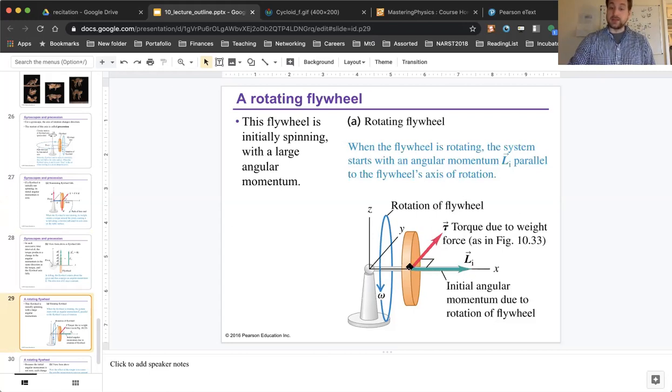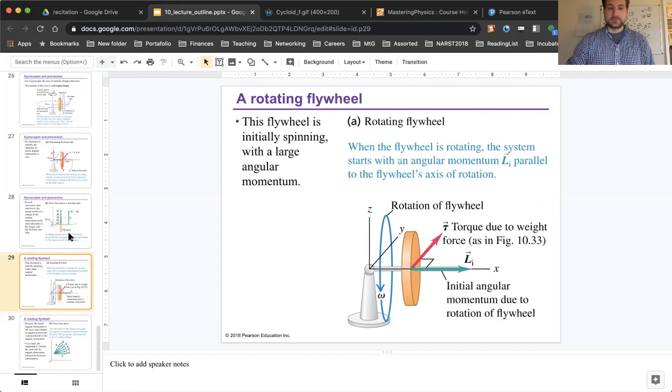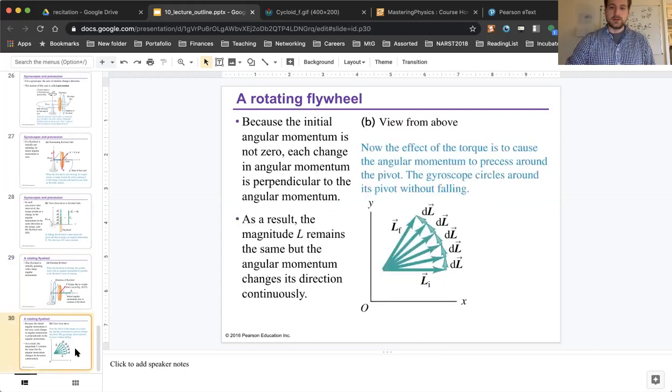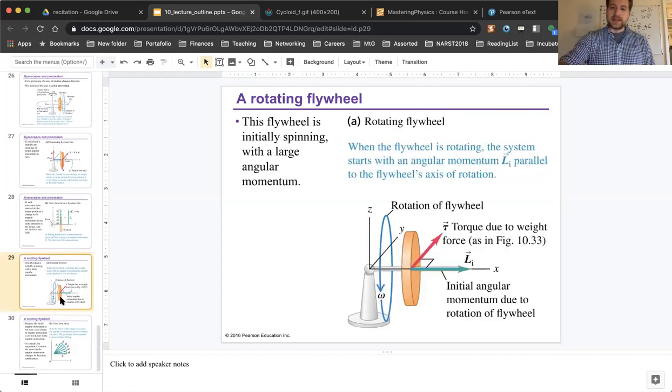This torque is the same as before. But now there's a momentum conservation issue going on. The sum of the torques has to be related to the change of the angular momentum. All right, if we view from above, that torque is related to the change of the angular momentum. So the angular momentum is subject to a change that is perpendicular to it.